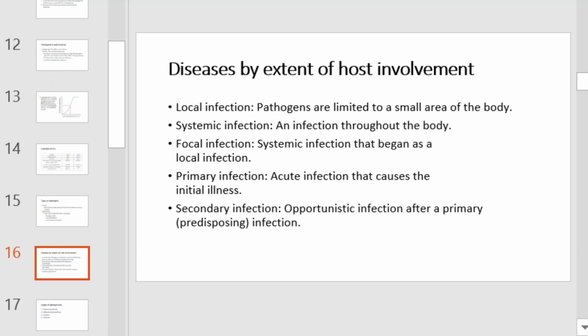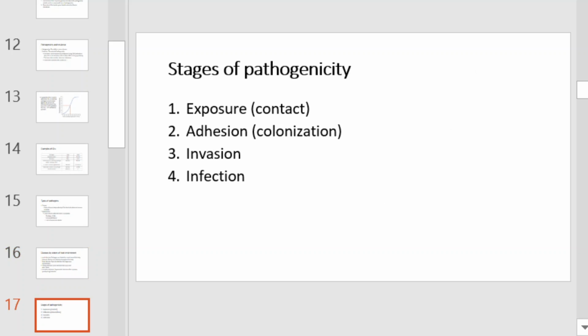A primary infection is an acute infection that causes the initial illness, while a secondary infection is an opportunistic infection after a primary or predisposing infection. Stages of pathogenicity include exposure, adhesion, invasion, and infection.